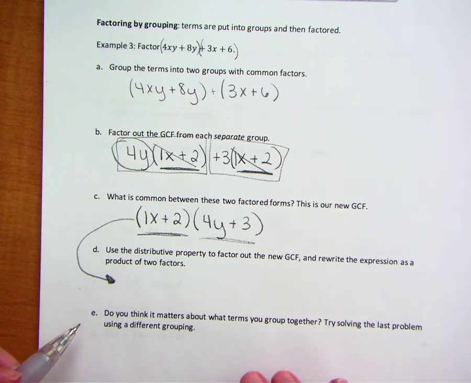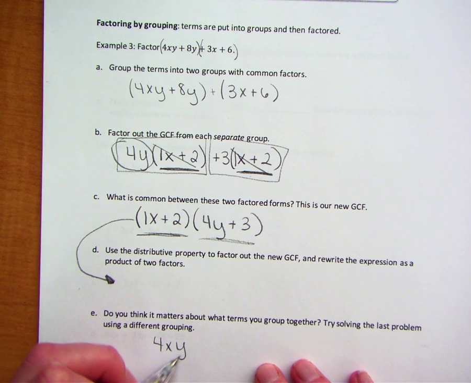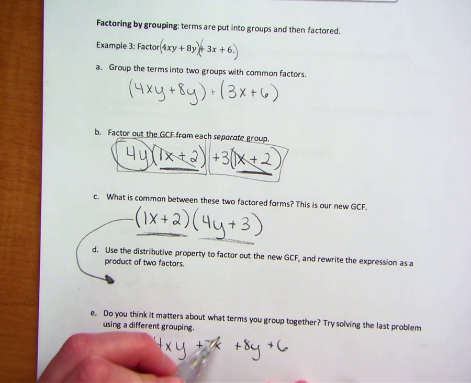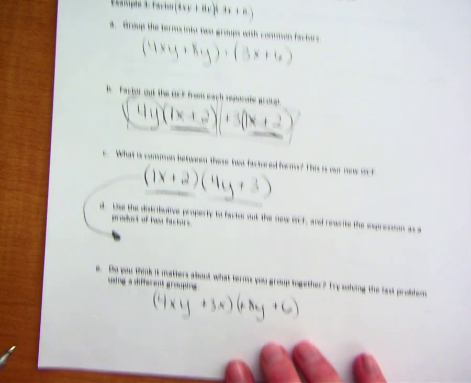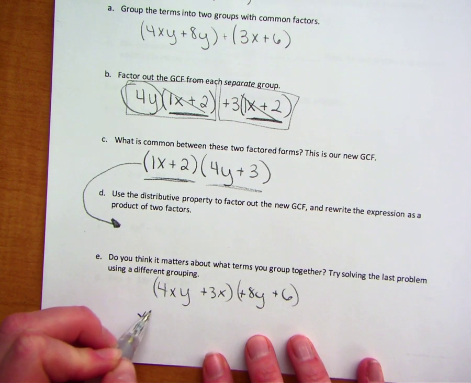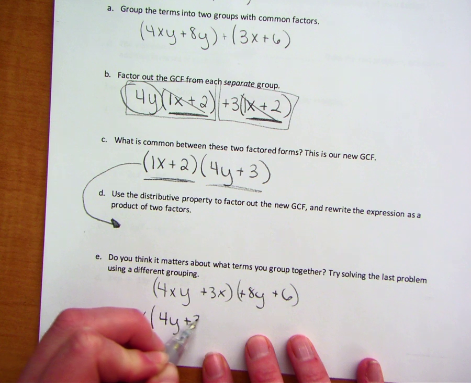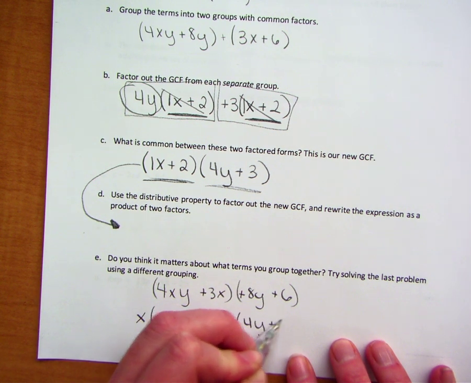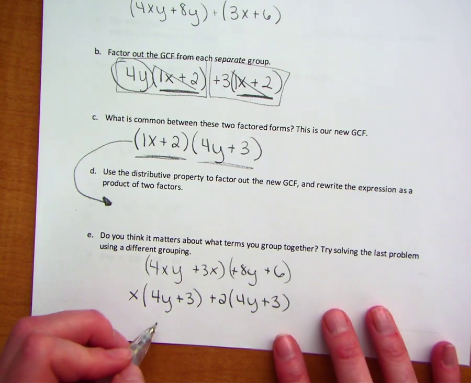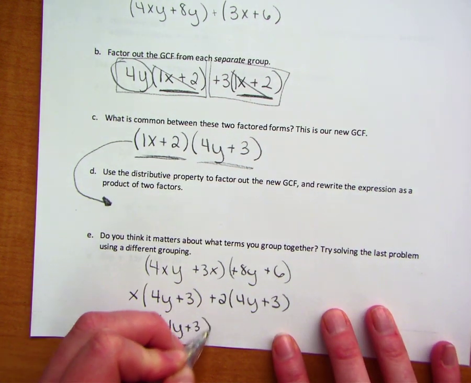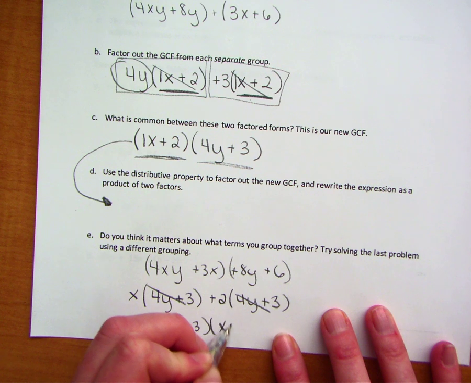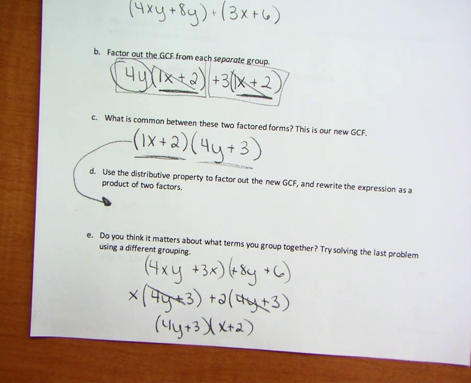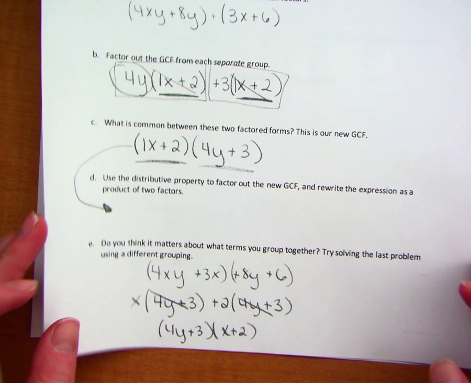You can. We could regroup this as 4xy plus 3x plus 8y plus 6. Okay, and we're going to do the same process. The GCF over here is x. If we factor out an x, we get 4y plus 3. The GCF over here is 2. If we factor out a 2, we get 4y plus 3. And then our common factor is 4y plus 3. And what's left behind is x plus 2. Notice this is the same thing we got here. So you can shift the order around and still get the same results.